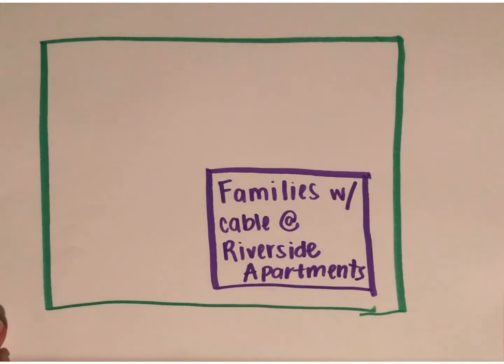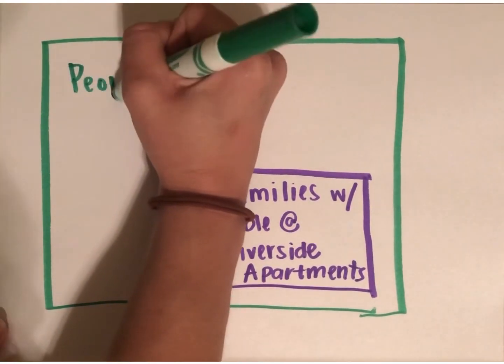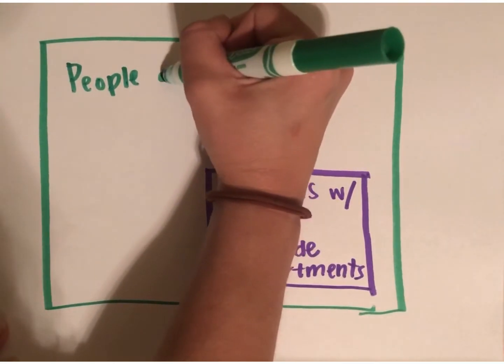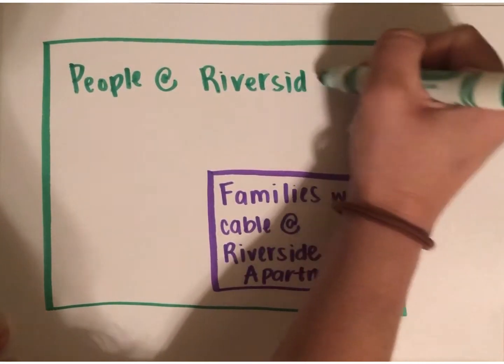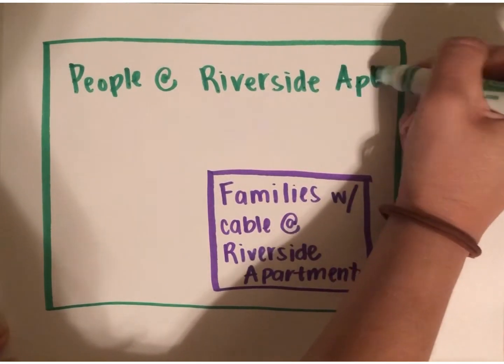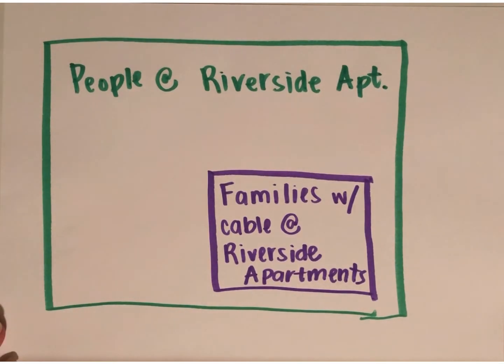All right. Again, we're given a sample. So our sample is families with cable at the Riverside Apartments. And we've got to think about the whole population that we could be pulling from here. With it already giving us the Riverside Apartments, I would say that our population is people living at the Riverside Apartments. And then our subgroup is the families with cable. Easy enough, right? All right, let's try and make it a little more difficult.